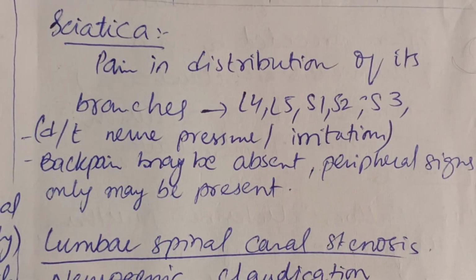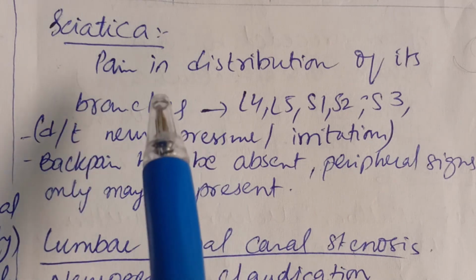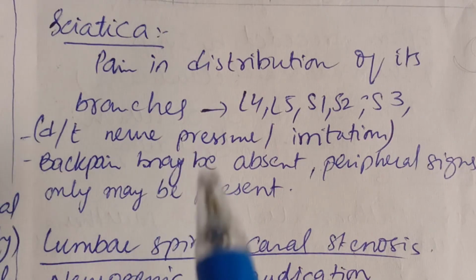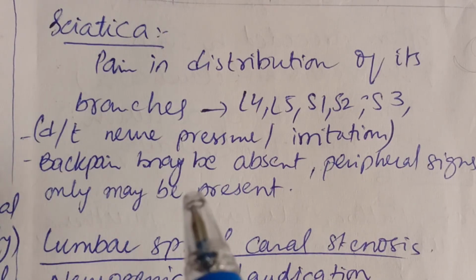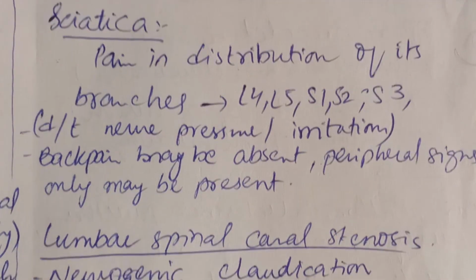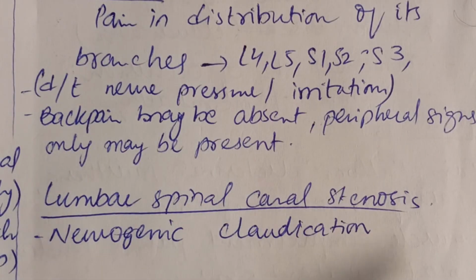Usually, the management of sciatica is conservative and symptomatic treatment. But if it is progressing towards neurological signs and symptoms, then we are going to consider the surgery. Now coming towards lumbar spinal canal stenosis, the spinal cord canal can get stenosed due to a number of reasons, and the classical symptom would be neurogenic claudication.